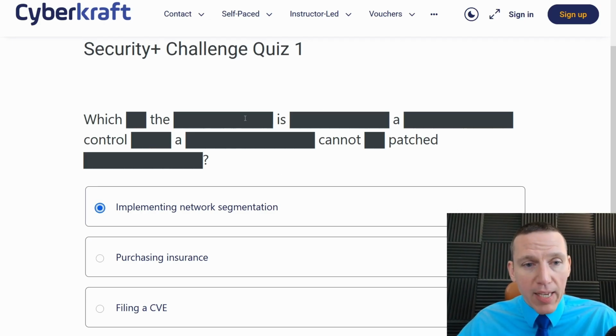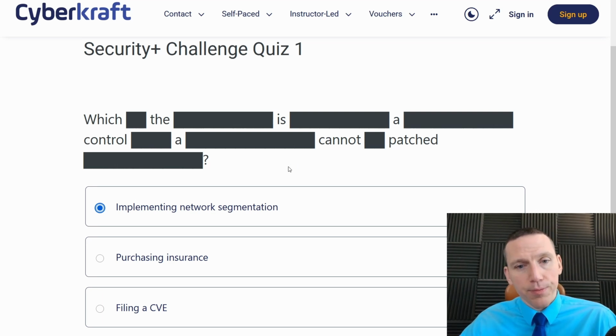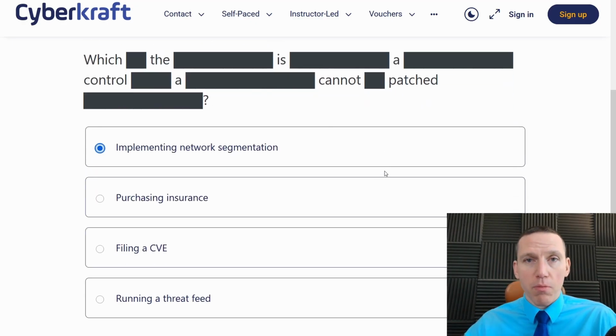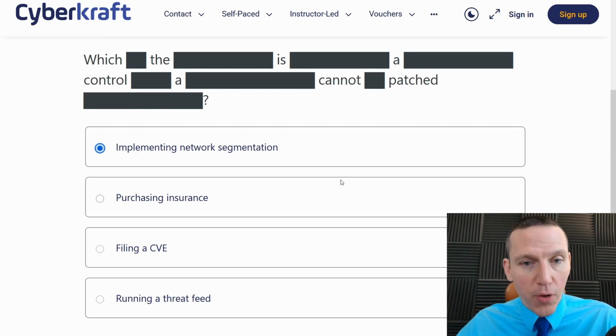I don't know if we're mitigating it. Which is the blank is a blank, a something control, blank, a blank cannot be patched. So either it's network segmentation or purchasing insurance. Which is the most appropriate, or which is the something? This one is really tough. I would think network segmentation, because then you can put a layered defense for that vulnerable network or that vulnerable node.